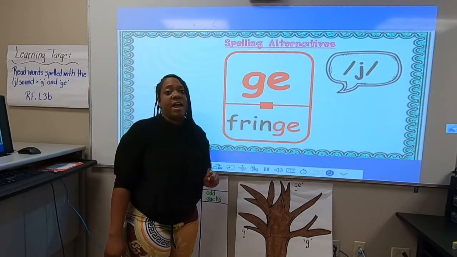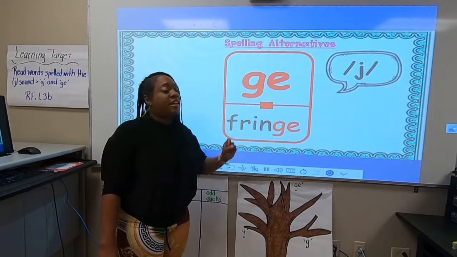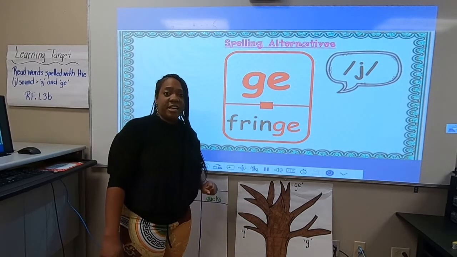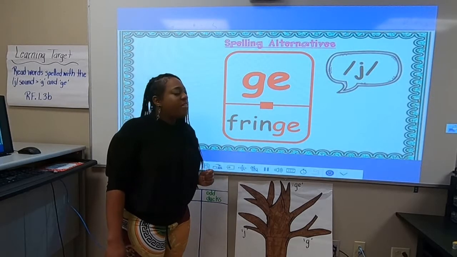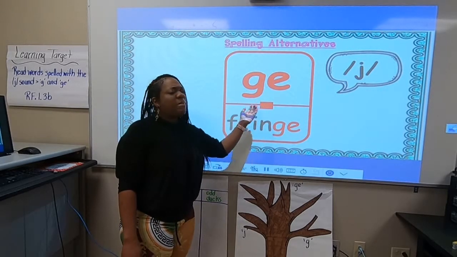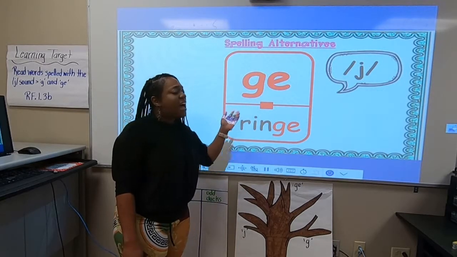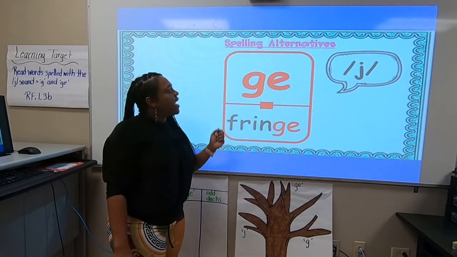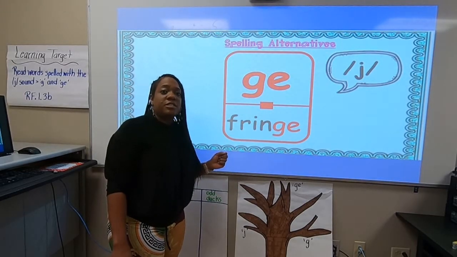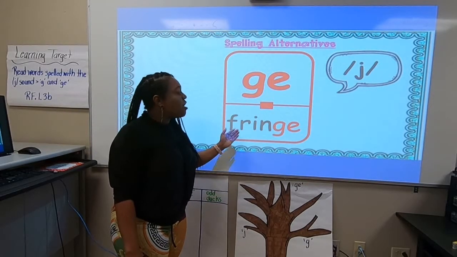Here's our second way, and it is two letters. It has the G and the E. Now, if you look at our power bar, it's very short. That means that you normally won't find this in a lot of English words. So, let's say J. J. Let's look at our word.